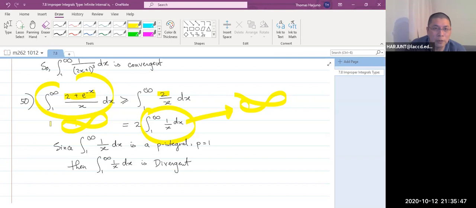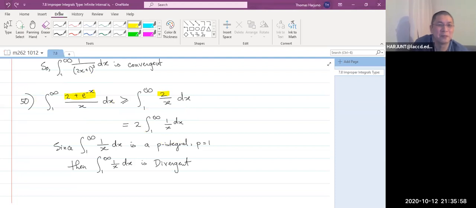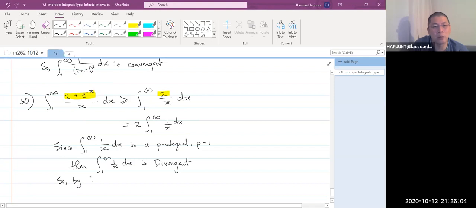What is larger than infinity? Wow, that's a philosophical question, huh? What is larger than infinity? Infinity plus some positive number. Okay, so by the comparison theorem, the integral from 1 to infinity of (2 plus e to the negative x) over x dx is divergent. In fact, we can say it's divergent to infinity.